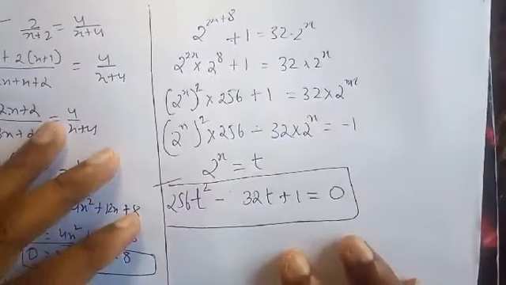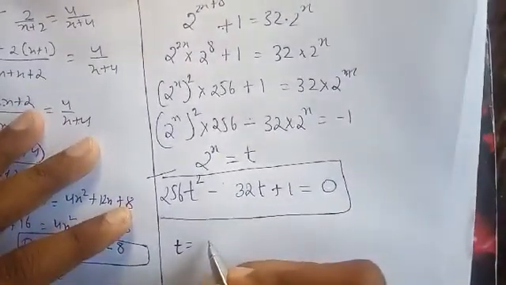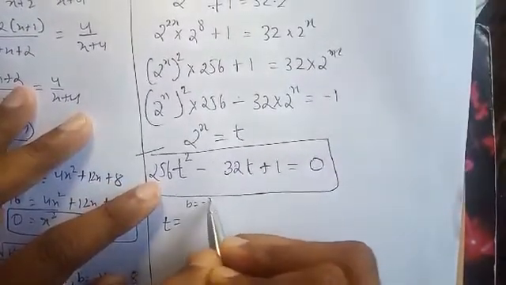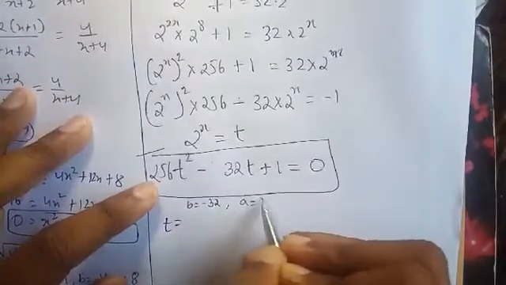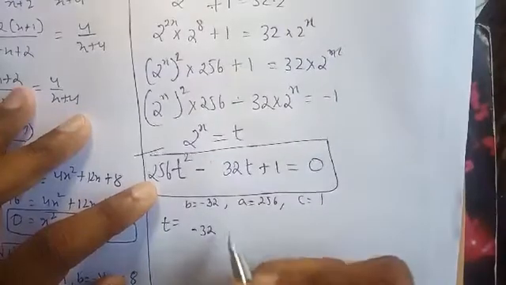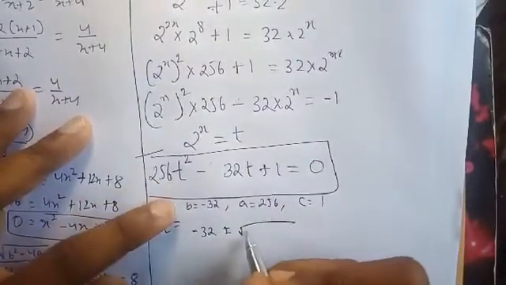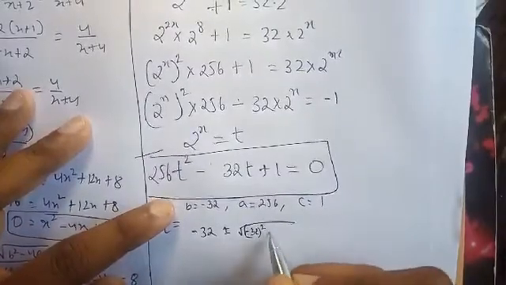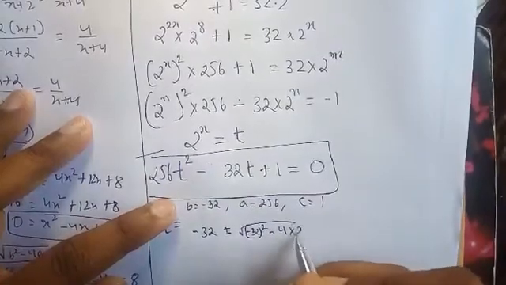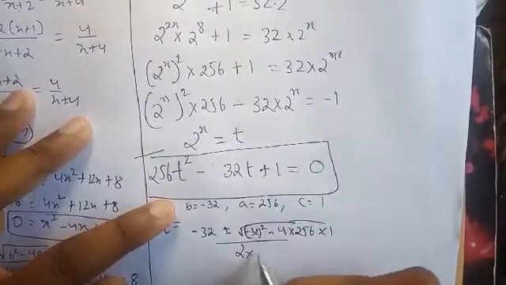Now I'll put the formula and find the value of t, because t is the variable over here, and the formula says minus b. You guys all know the formula. Minus b is 32, so b is equals to minus 32, a is equals to 256, and c equals to 1. So minus b, that is 32, plus minus b square, minus 32 square minus 4 into 256 into 1 upon 2 into 256.